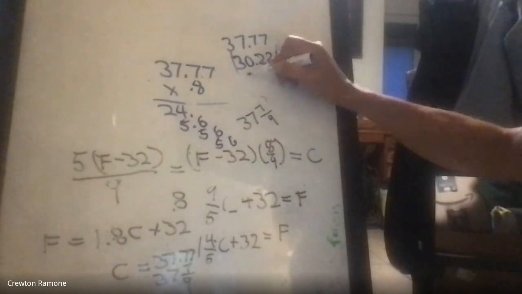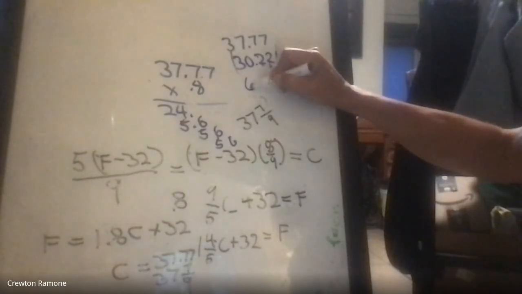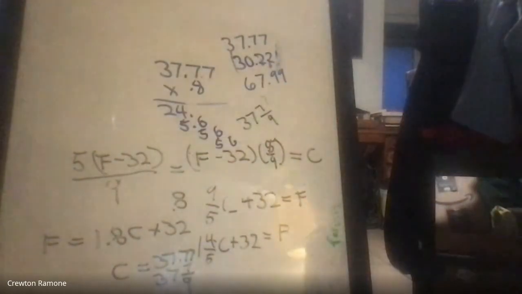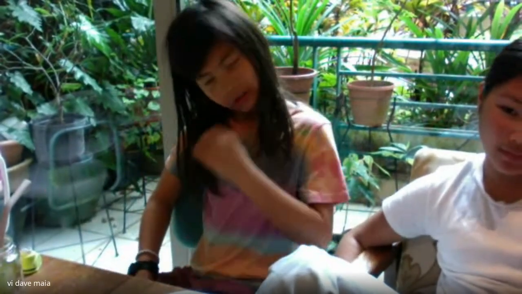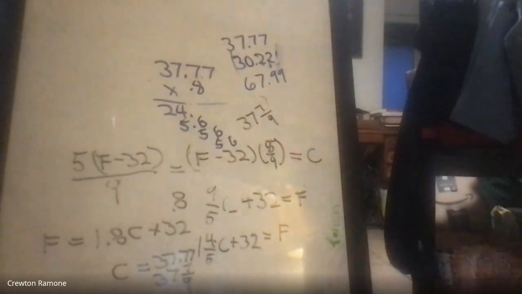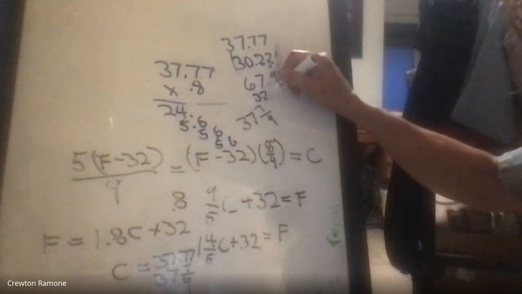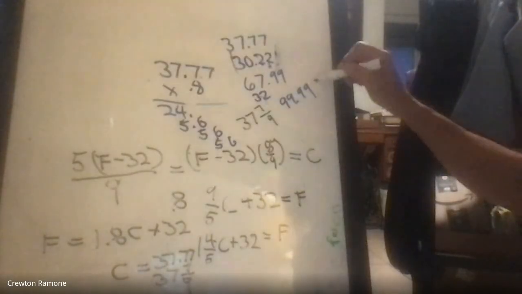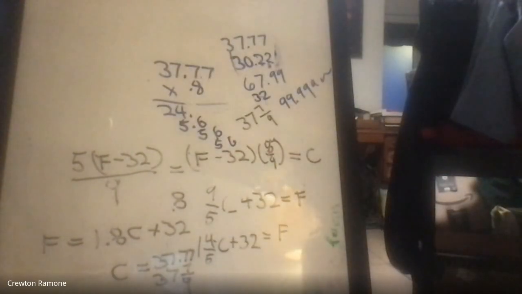So 37.77 times 1.8 is 67.99. Right? Yeah. And then I got to add 32 to that. And I'm going to get 99.99. And it should be 999. And it was supposed to be 100. Ooh. You see it? Yeah.